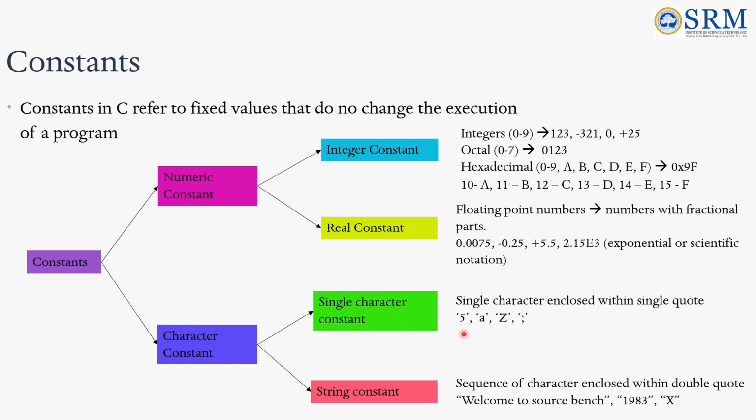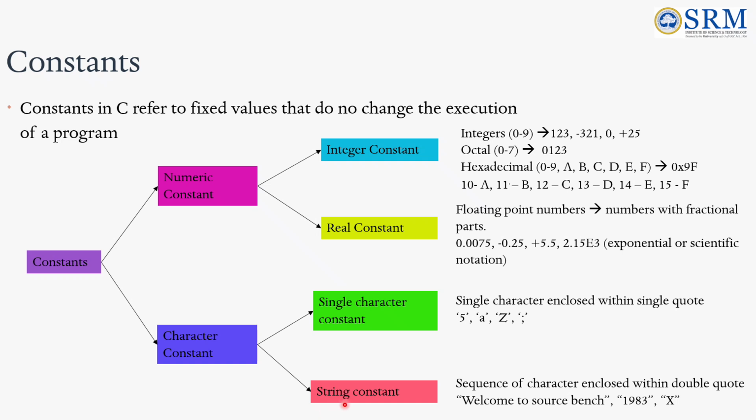Even when a number is enclosed within quote, it is called a character. A enclosed within single quote, capital Z enclosed within single quote. Even when any special symbols are enclosed within single quote, it is called a character constant.